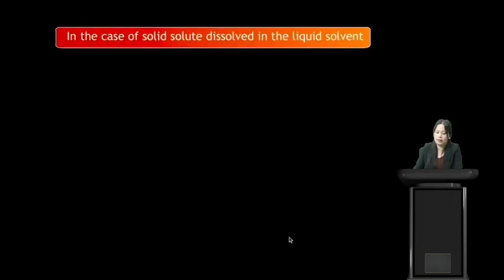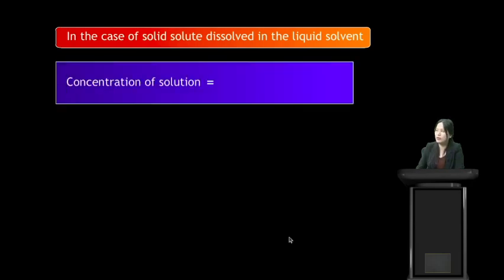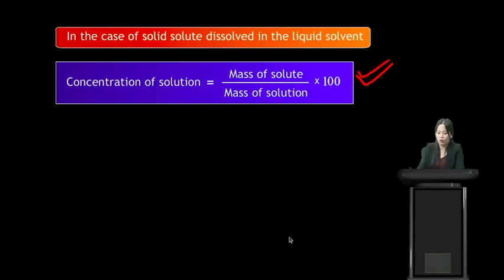In the case of a solid solute dissolved in a liquid solvent, taking the example of salt and water: salt is solid, water is liquid. So here the salt is the solute and water is the solvent. In the case of a solid solute and liquid solvent, we can calculate the concentration of the solution using this formula, that is mass of solute by mass of solution into 100. If the solute is solid and the solvent is liquid, we use this formula.